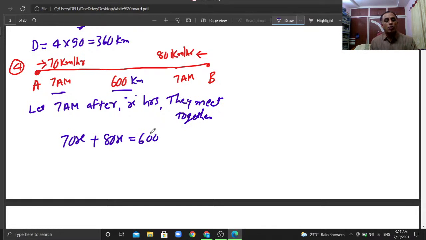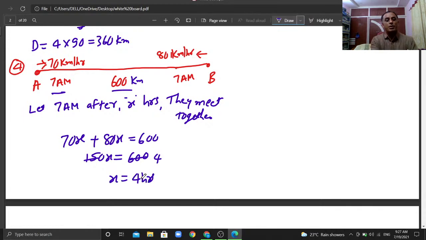Now what is 70 plus 80? 150x. 150x is equal to 600. Therefore x is equal to 4 hours.